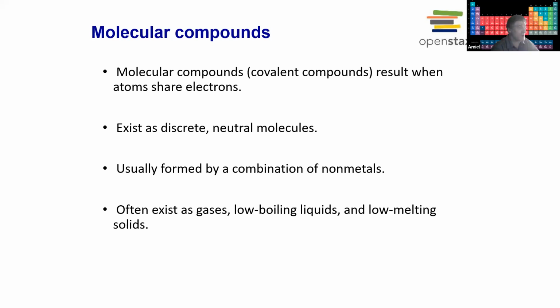Molecular compounds arise when electrons are shared, and molecular compounds exist as discrete neutral molecules formed by a combination of nonmetals, as I showed you earlier, are often gases with low boiling points and low melting points. Sort of the opposite of ionic compounds.